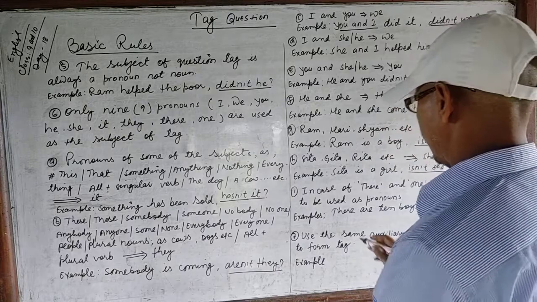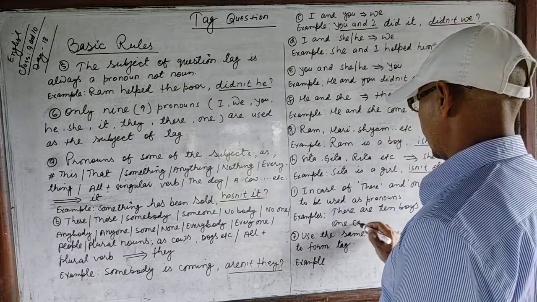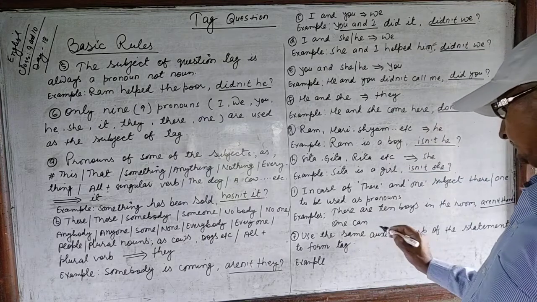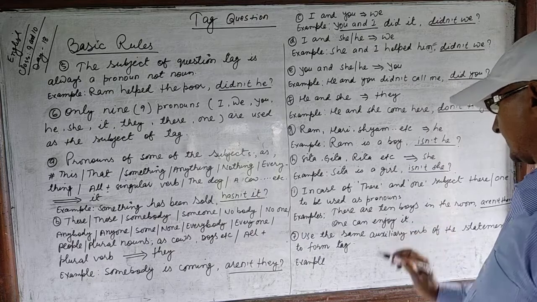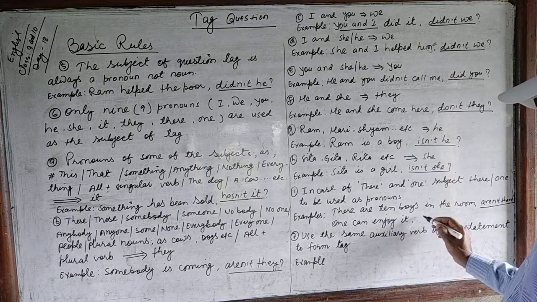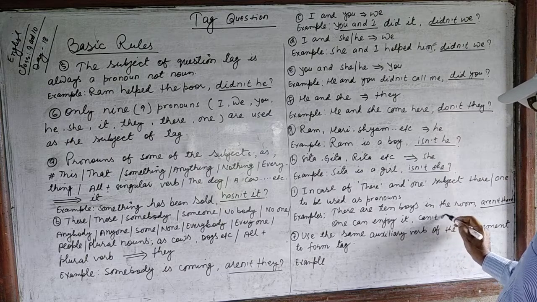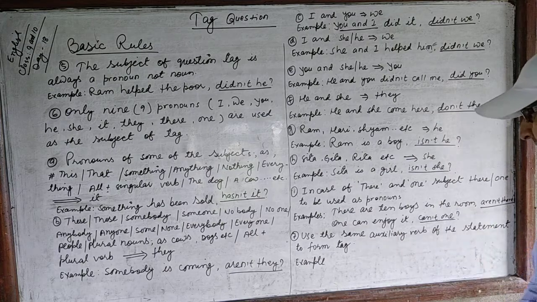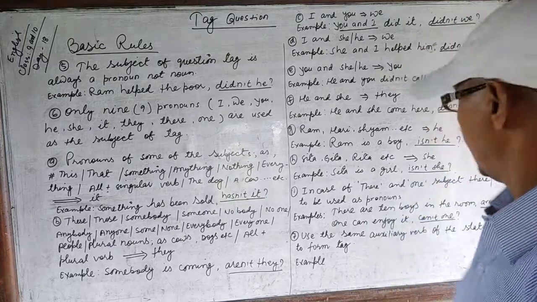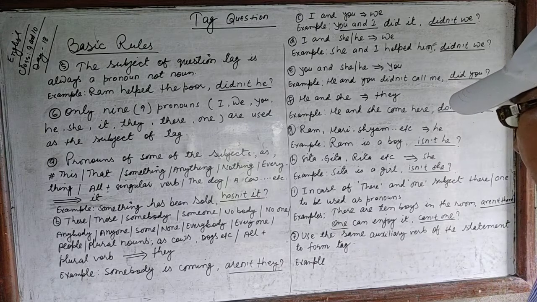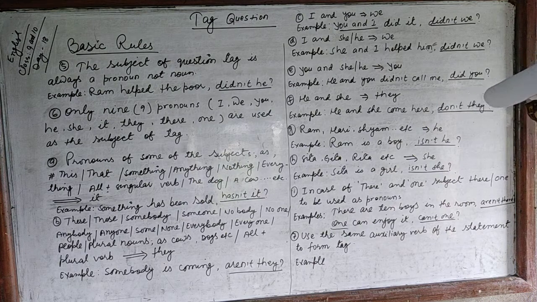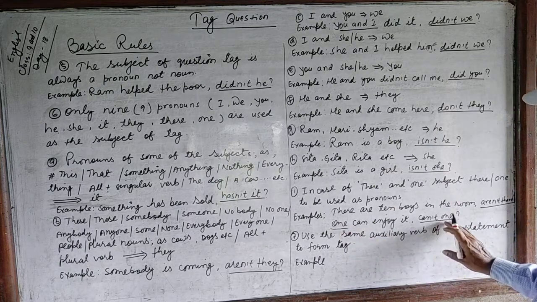Let's write down another example. One can enjoy it. Can't one? If there is one as a subject in the statement, we write one as a subject in the tag too.